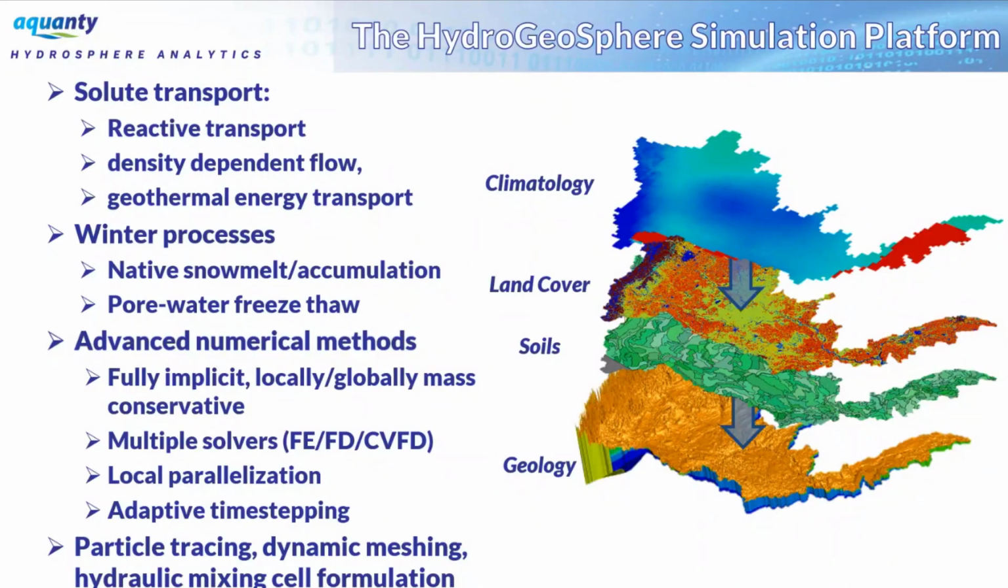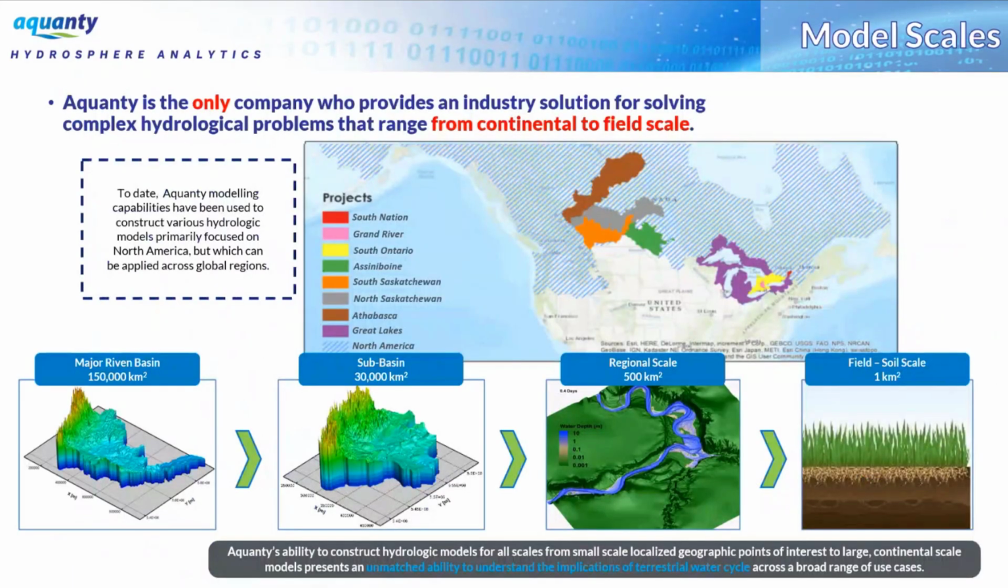And more recently, we've introduced the hydraulic mixing cell formulation. This basically treats every nodal control volume in the model as a perfect mixing cell, and allows you to explicitly track the sources of water throughout an entire model. So you can look at any individual node and say, 20% of the water here originated in the groundwater flow system, whereas 80% is from infiltration. And yeah, so a lot of advanced features in HydroGeoSphere.